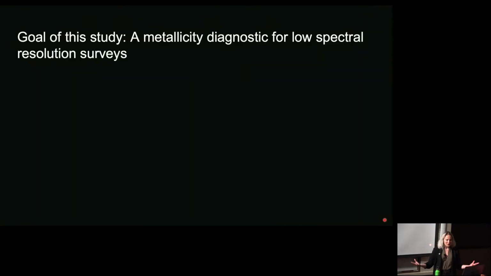So the overall goal of this study is to search for one of these metallicity diagnostics, a new one, that could be suitable for low spectral resolution surveys. So more specifically, we're looking at surveys where H alpha and N2 are blended and O2 is not available, rendering R23, for example, not usable.